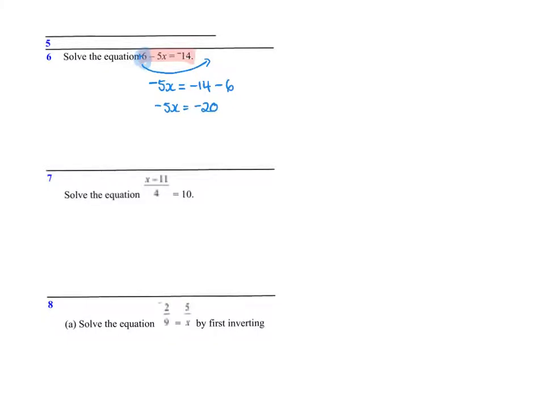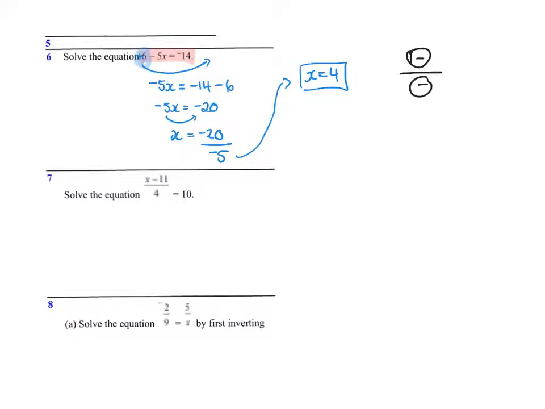And now I'm going to move this 5 over an equal sign. It's timesing there, so it will divide. So I've got negative 20 divided by negative 5, and that x will equal 4. And why is it a positive 4? Because if we have a negative divided by a negative, we're going to get a positive.